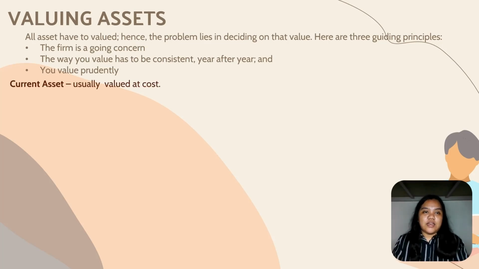Next is the asset. As I said earlier, there are two kinds of asset. The current asset is usually valued at cost because it is used within the year. There is no need to depreciate it. You receive the benefit within the year, so it is at cost.